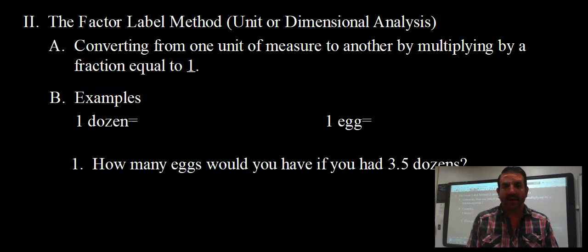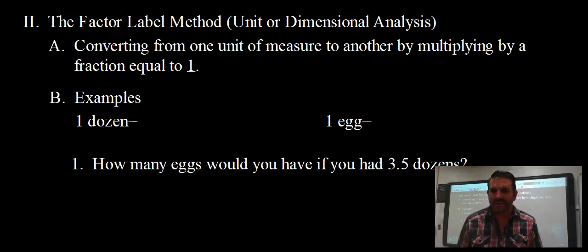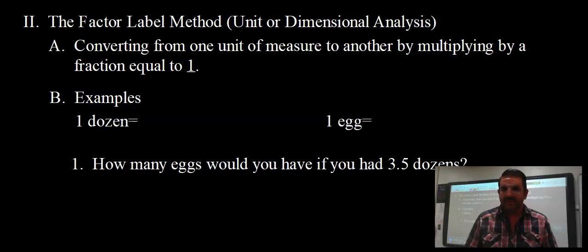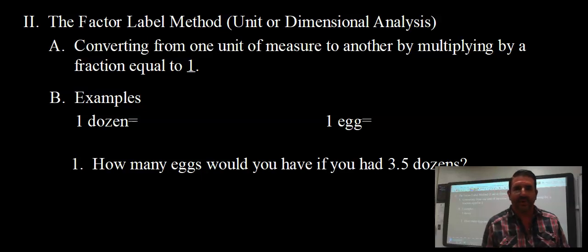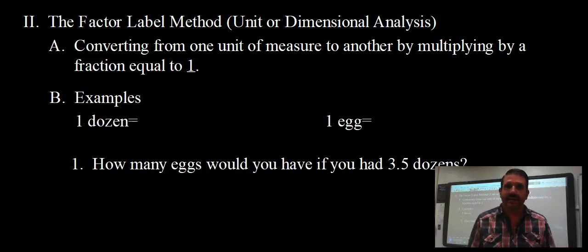That is false. It's not always that way. So what does a fraction that is equal to 1 look like? The numerator and denominator must have the same, not number necessarily, the same quantity. If the quantity in the numerator is the same as the quantity in the denominator, then that fraction is equal to 1. So when we use conversion factors, we're not changing the amount, we're just changing the units.